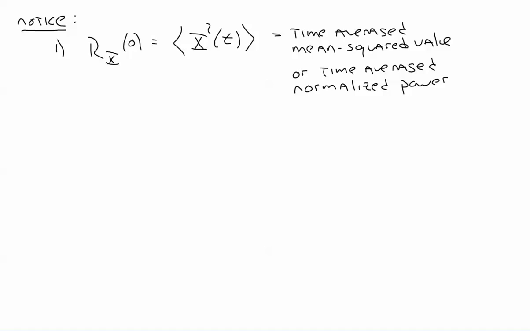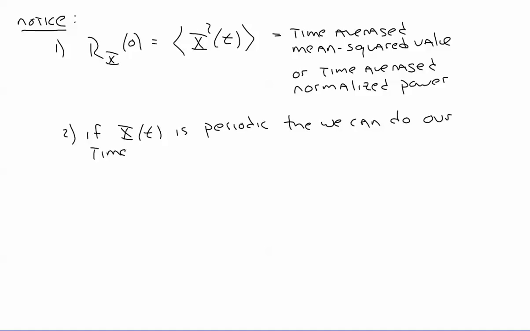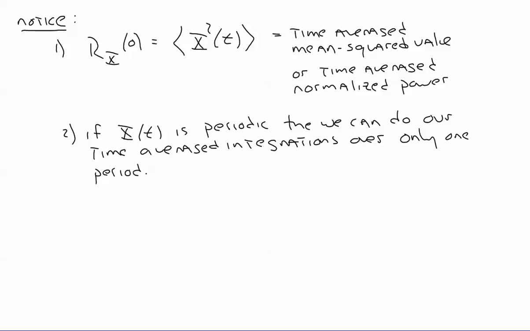All right, and another thing, not all random processes are periodic, but if x of t is periodic, then we can find our average over one period, and it's true for all time. If x of t is periodic, then we can do our time average integrations. Okay?